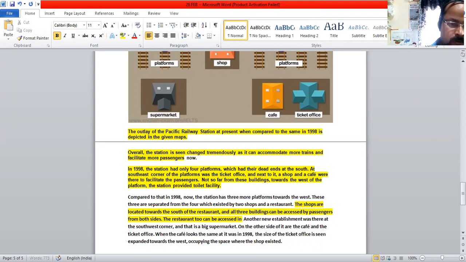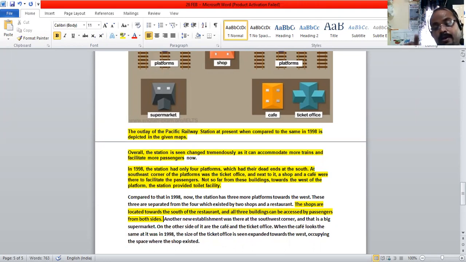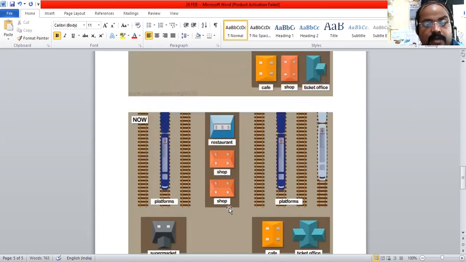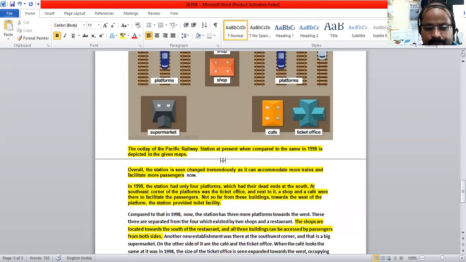Okay. So I have merged the sentence. The shops are located towards the south of the restaurant, and all 3 buildings can be accessed by passengers from both sides. You can see shops are located towards the south of the restaurant, and all 3 can be accessed from both sides of the platforms.